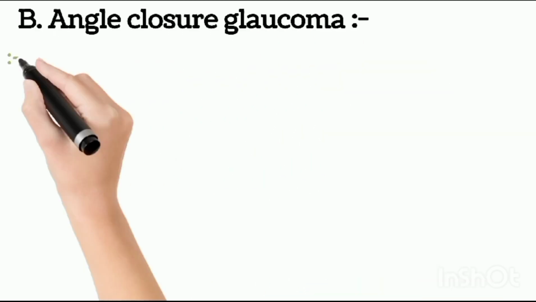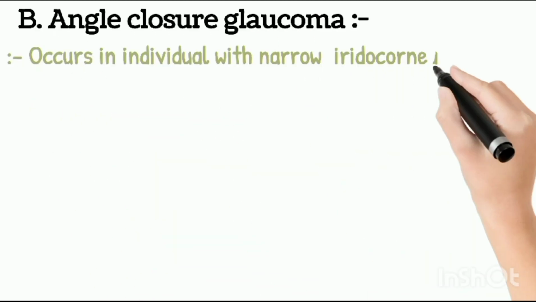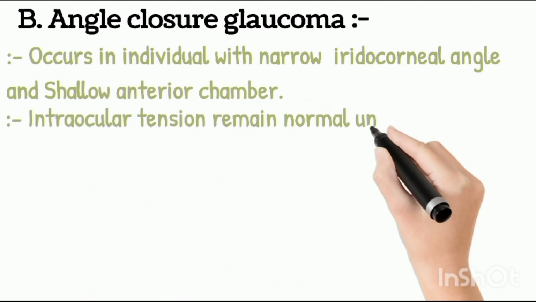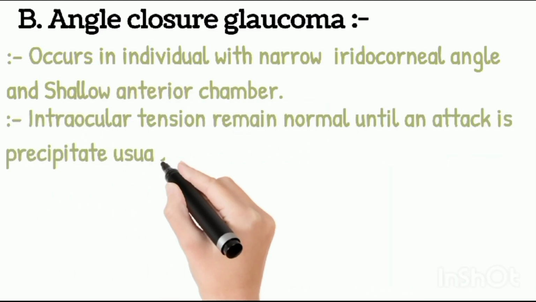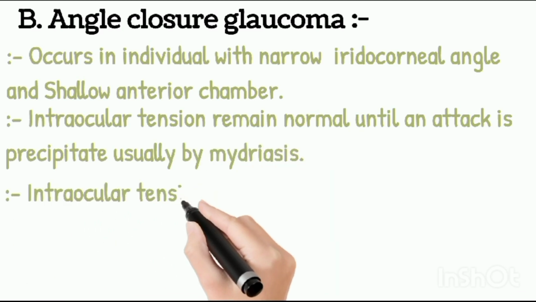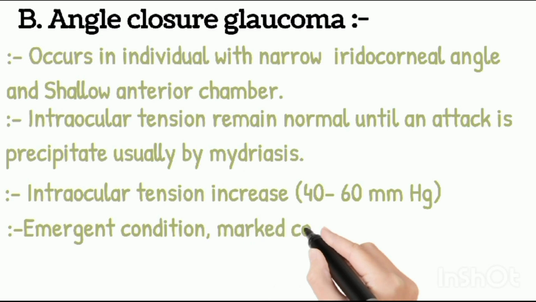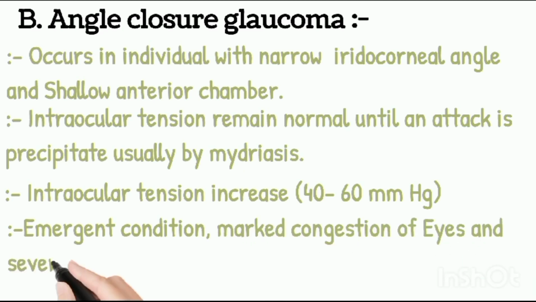Angle closure glaucoma occurs in individuals with narrow iridocorneal angle and shallow anterior chamber. Intraocular tension remains normal until an attack is precipitated, usually by mydriasis. Intraocular tension increases to 40 to 60 mm Hg, an emergent condition, with marked congestion of the eyes and severe headache.